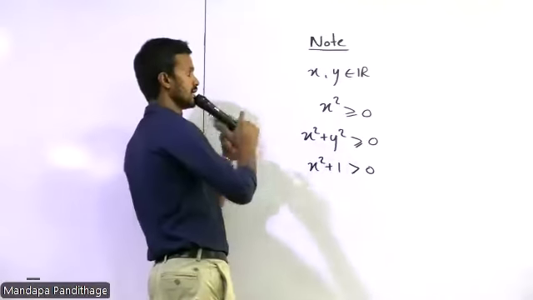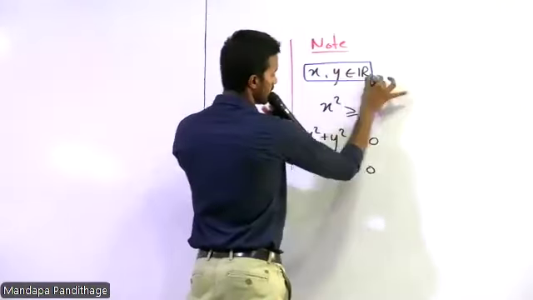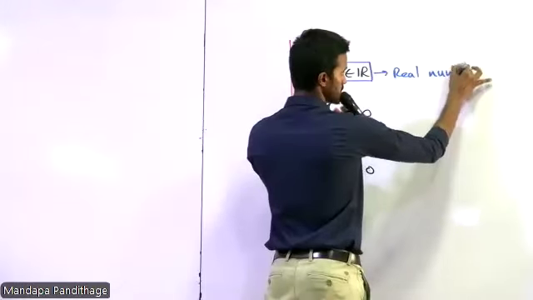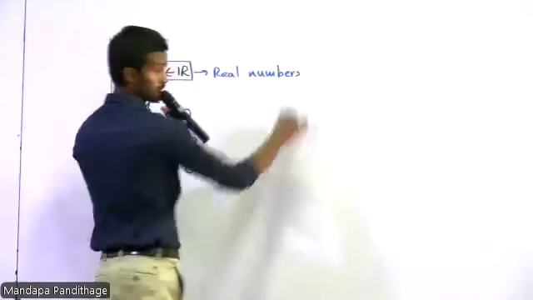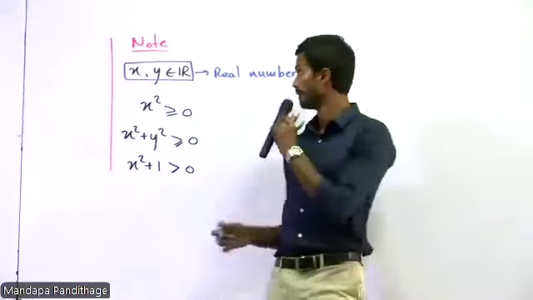Towards the right hand side of your book, in a red pen, write a note and then write this one towards the right corner of the book. Here I have mentioned x and y are real numbers. They are real numbers.